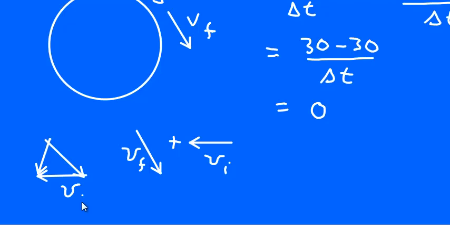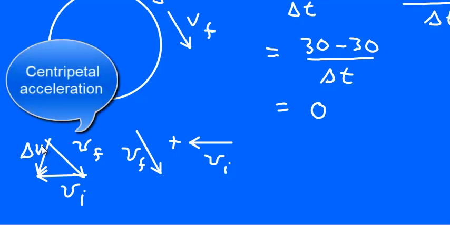the resultant actually points toward the center of the circle, right? So this resultant here, which we can label as delta v, points toward the center of the circle. That gives you an idea of the direction of acceleration. Hopefully that's familiar to you. An object moving in a circle experiences an acceleration toward the center of that circle, and that acceleration is called centripetal acceleration.